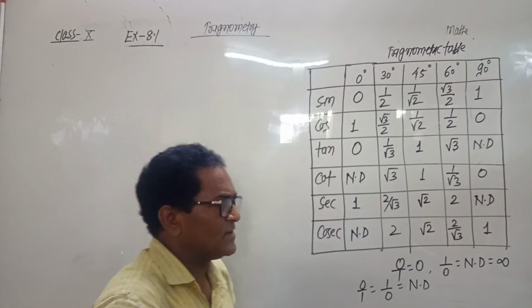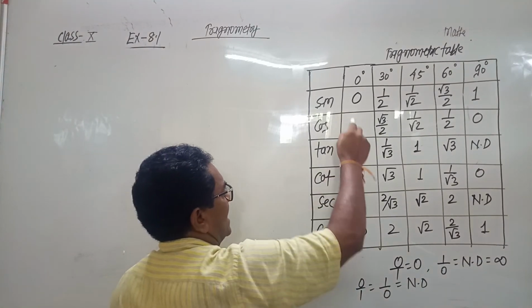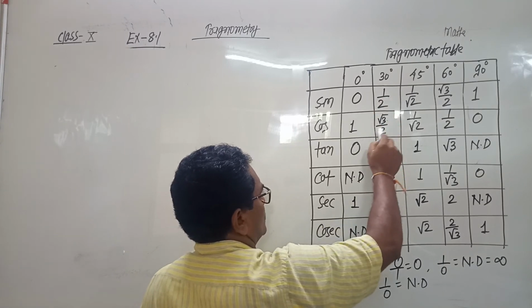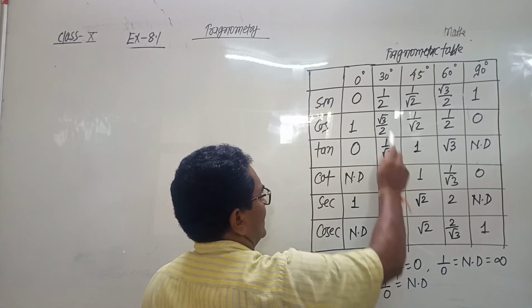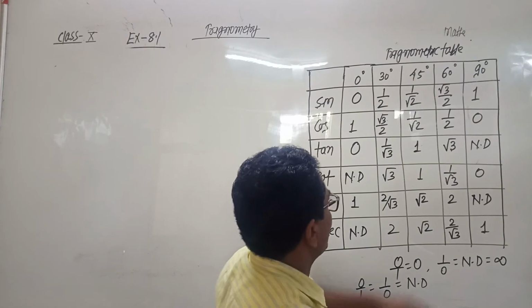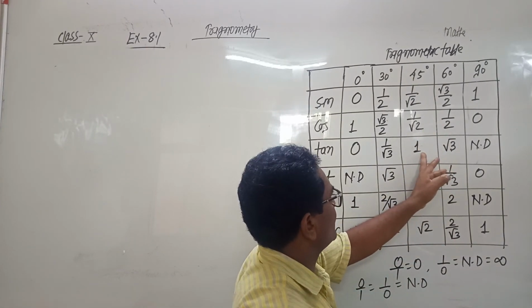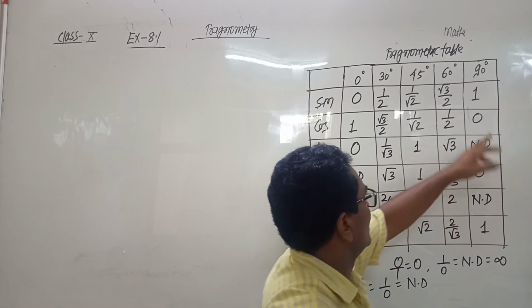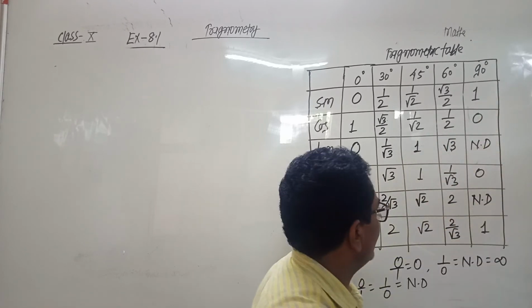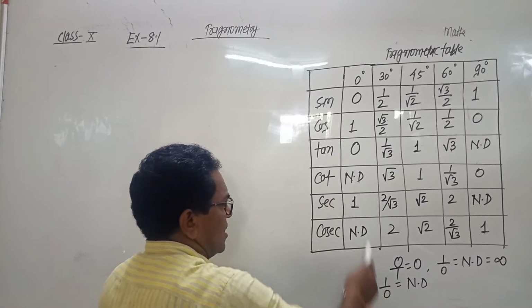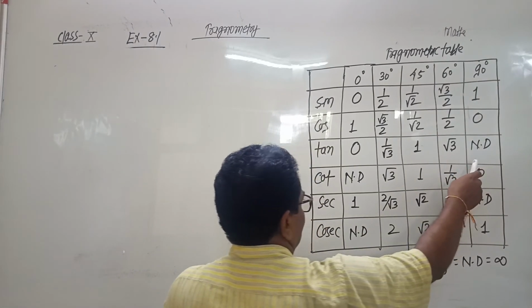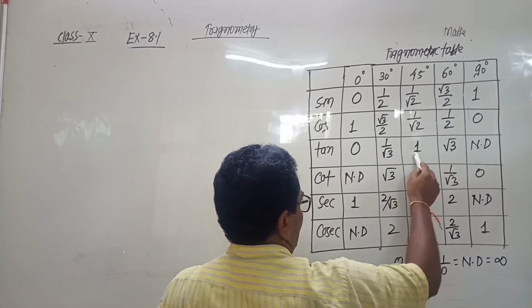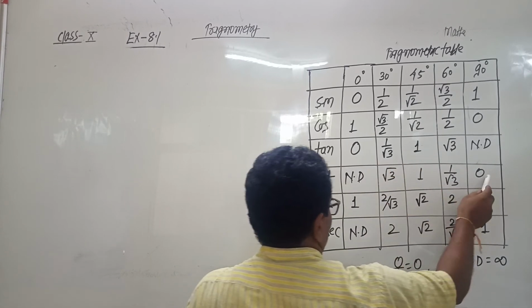To write the value of tan, we divide sine by cos. 0 divided by 1, 0. 1 by 2 divided by root 3 by 2, 2 and 2 get cancelled. It comes 1 by root 3. 1 by root 2 divided by 1 by root 2 gives 1. Root 3 by 2 divided by 1 by 2 gives root 3. 1 divided by 0, not defined. To write the value of cot, we will write the value of tan in reverse order. Not defined, root 3, 1, 1 by root 3 and 0.